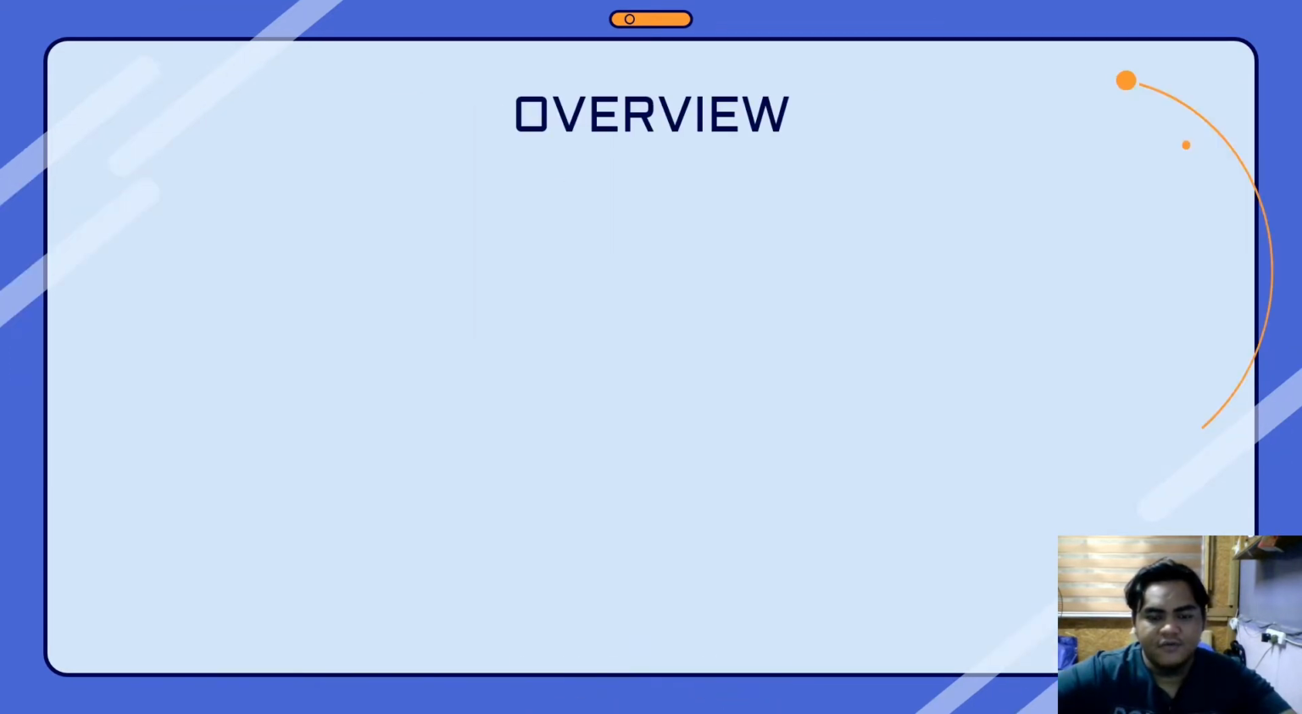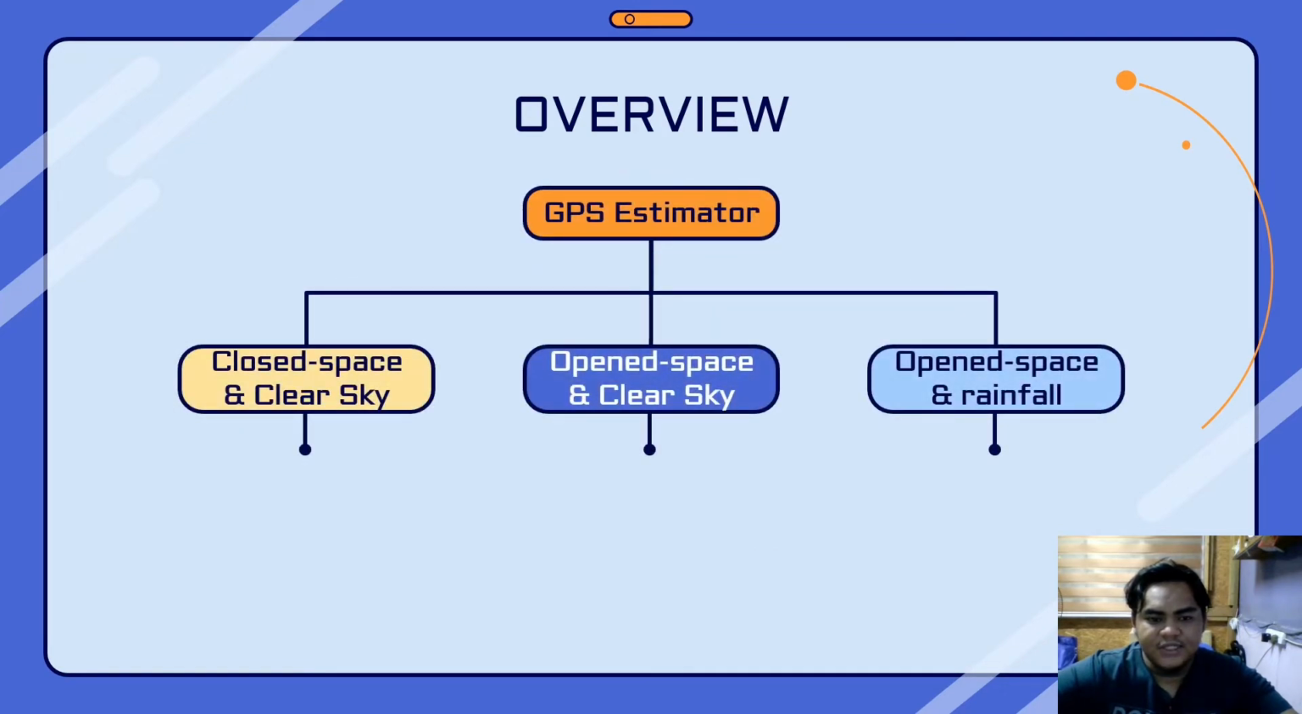This is overview for our project. Our GPS estimator was tested under 3 conditions. First, closed space and clear sky. Second, open space and clear sky. Third, open space and rainfall.